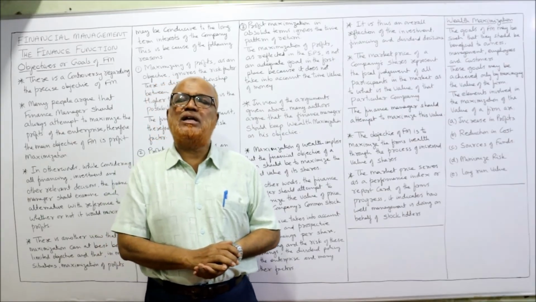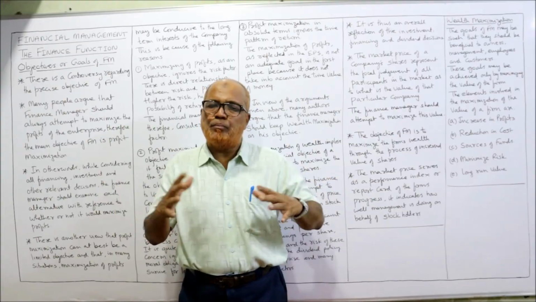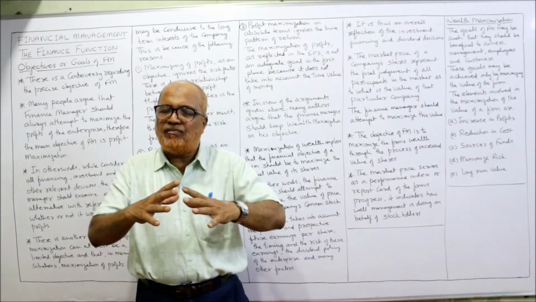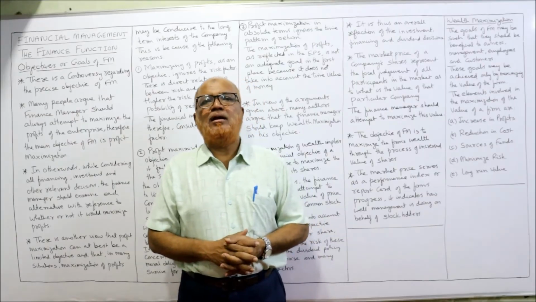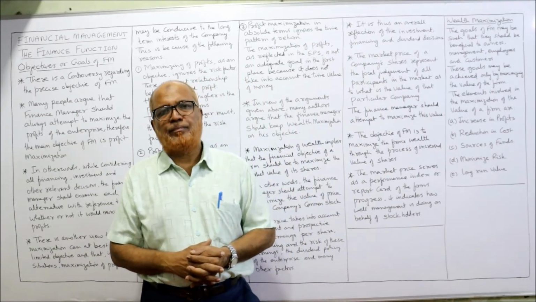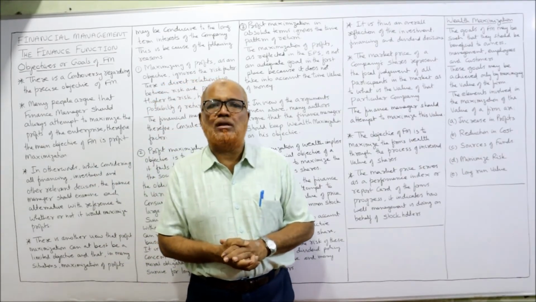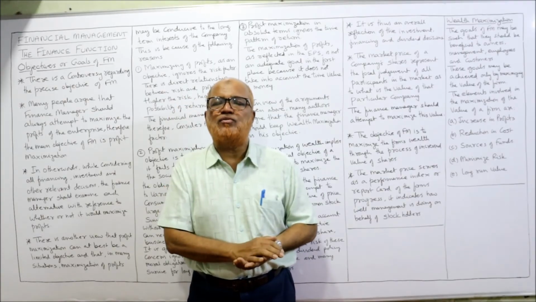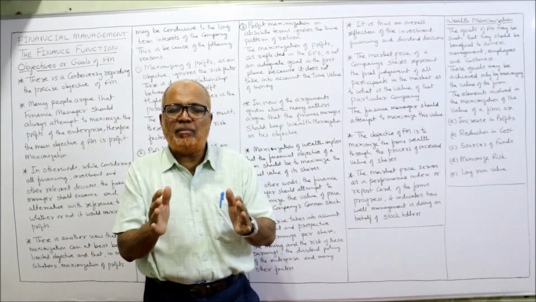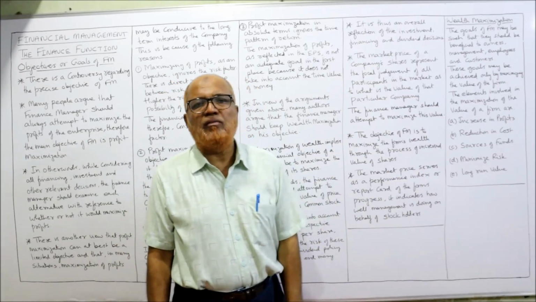Nowadays, there are different techniques of minimizing the risk. Diversification. By making diversified activities, the risk will come down. Similarly, by entering into derivatives market, the business can be able to reduce the risk. So in this way, in order to maximize the market price of share, the company has to minimize the risk, control the risk. Last one is long run value.